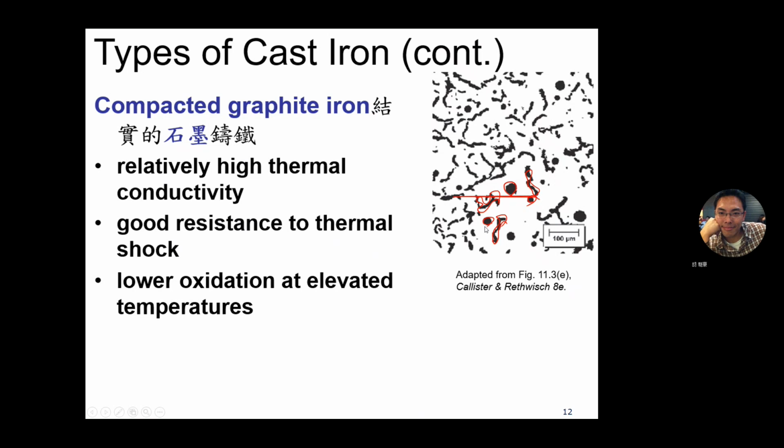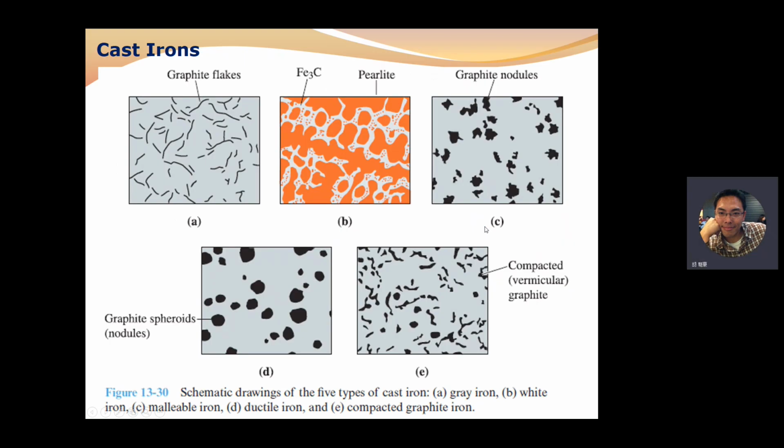Okay, so we can compare those cast irons. First is the gray iron with graphite flake, right? Graphite flake is gray iron.